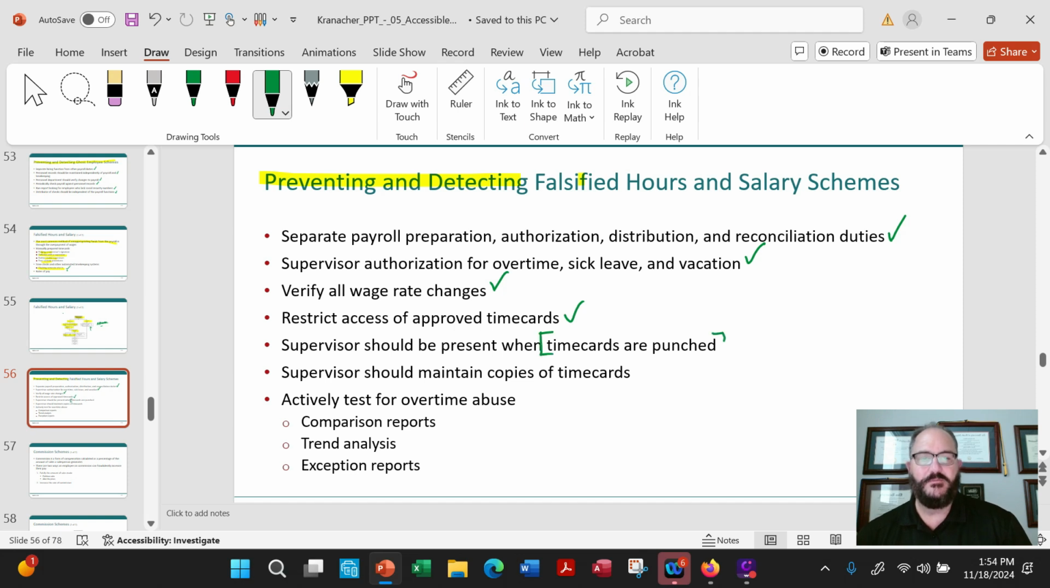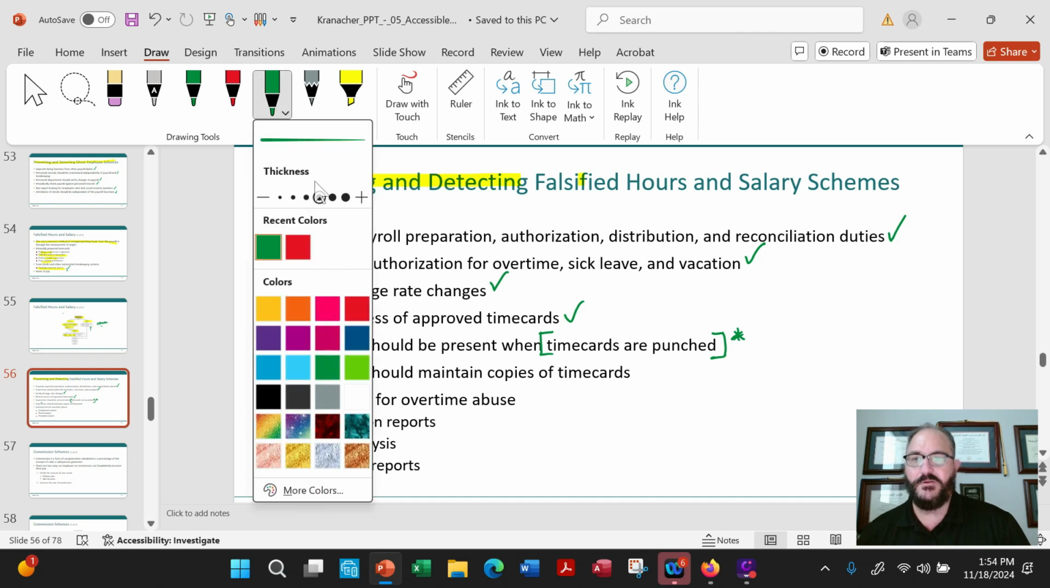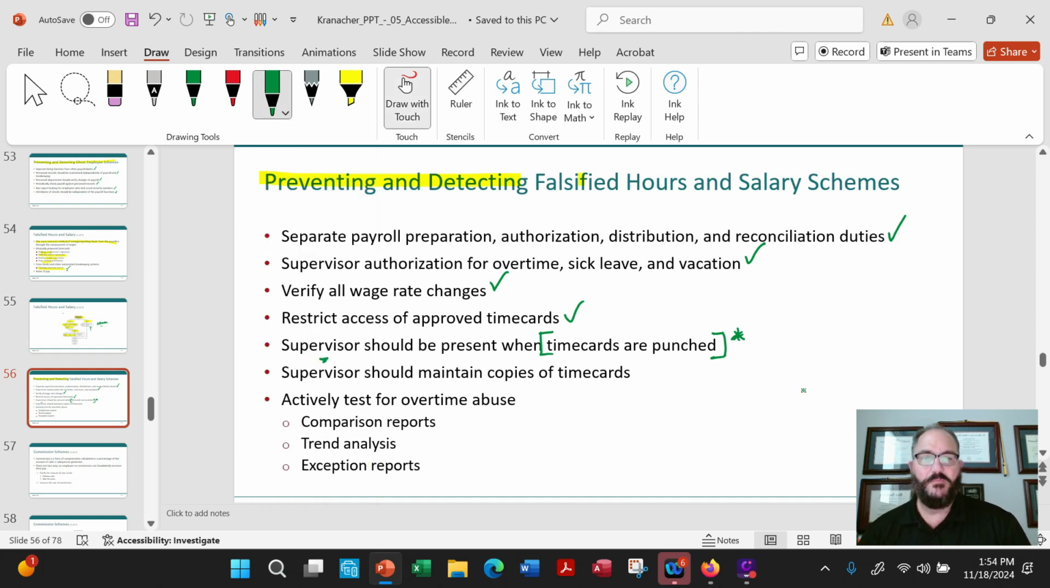Now this one, I don't know. So you're telling me the supervisor is going to stand by the time cards? I don't honestly think that's going to happen. But anyway, maintain copies of it. Test for overtime abuse, comparisons. Again, any type of report, any kind of analysis, exception report. By the way, you might see who is the individual that's always on overtime.